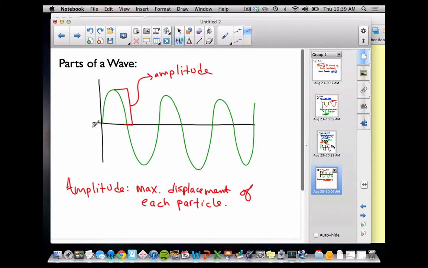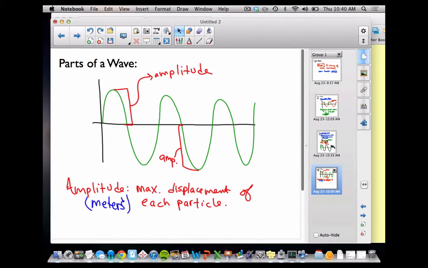So that's the amplitude, what's labeled here, or I could also measure the amplitude here. It's the same thing. It's from the center line of the wave to one of the crests. And the amplitude, since it's just a distance, the units for amplitude are simply meters, because we're just measuring a distance.